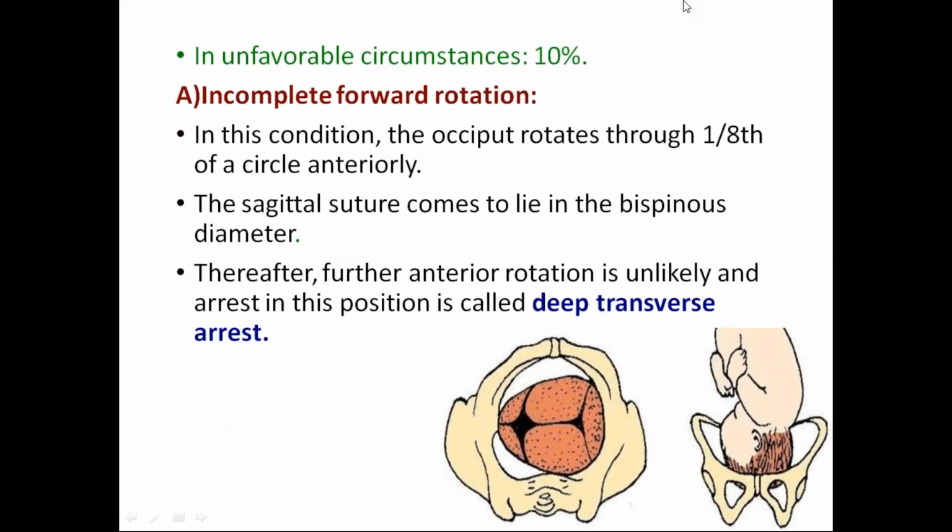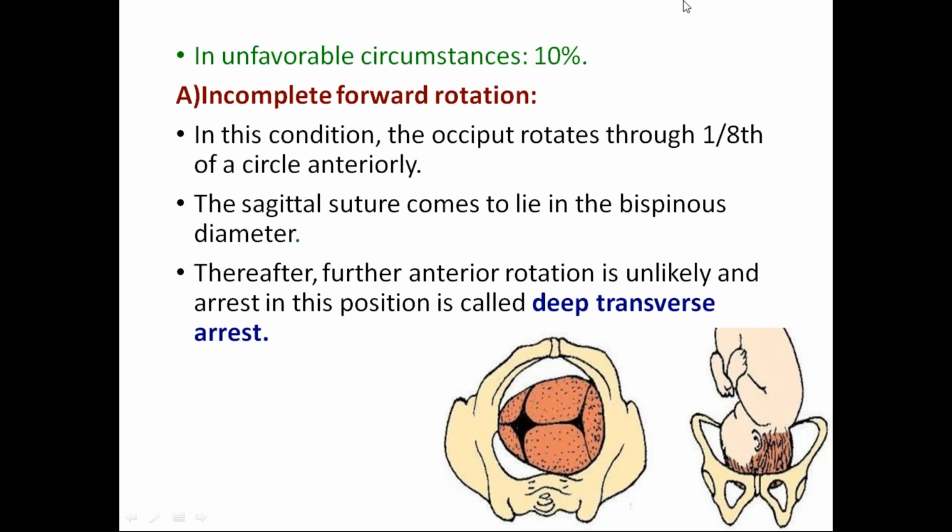In unfavorable circumstances, when in favorable condition, already 90% of patients deliver after long rotation. Once it is rotated anteriorly, it delivers like an anterior position, anterior occiput position. In case of unfavorable condition, so what is there?